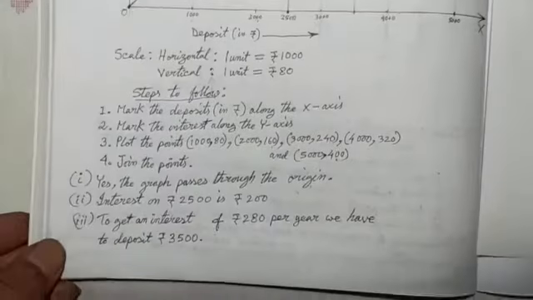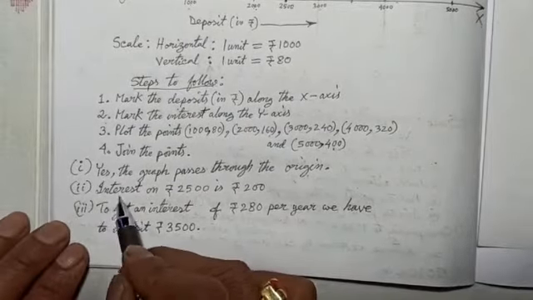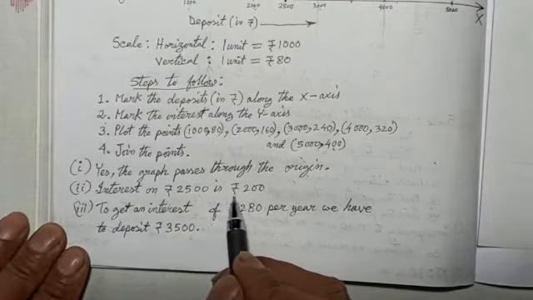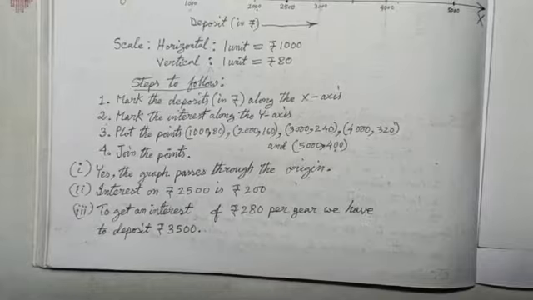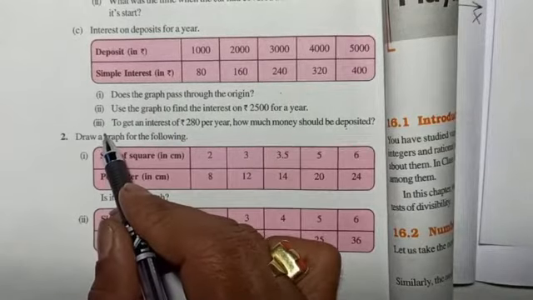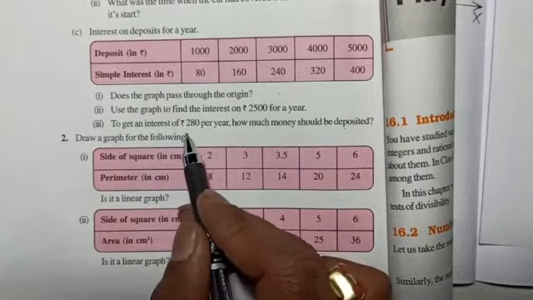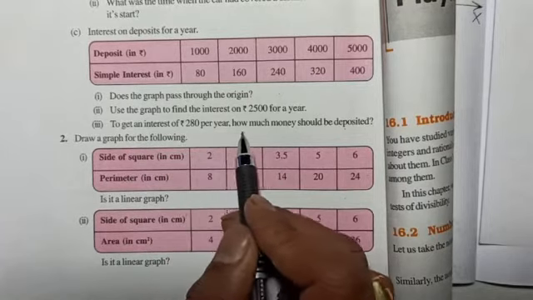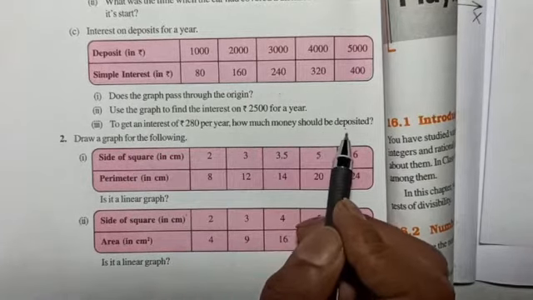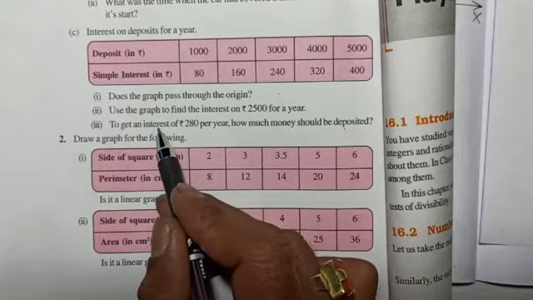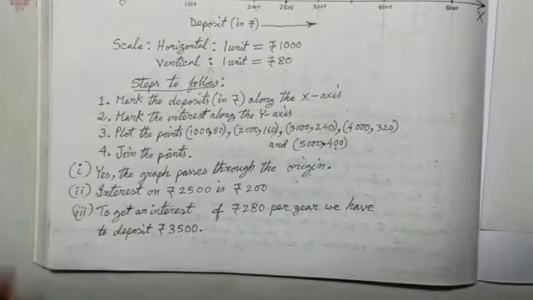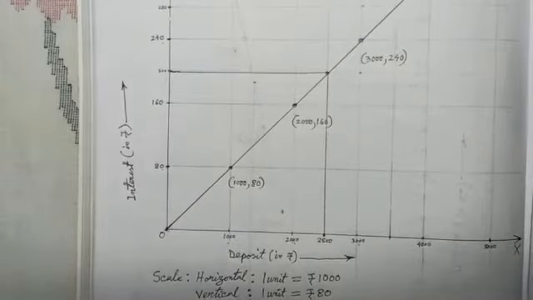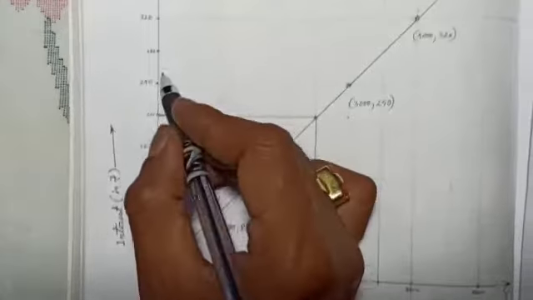So for this Roman number 2, interest on rupees 2500 is rupees 200. Next, Roman number 3. To get an interest of rupees 280 per year, how much money should be deposited? This is interest, and this is 280 per year. So let's see in the graph. This is interest, and 280 is here.